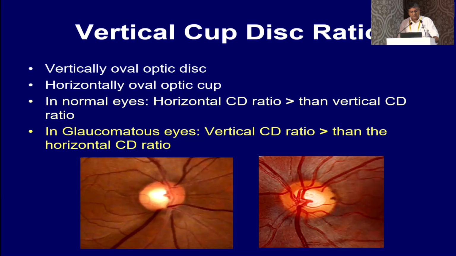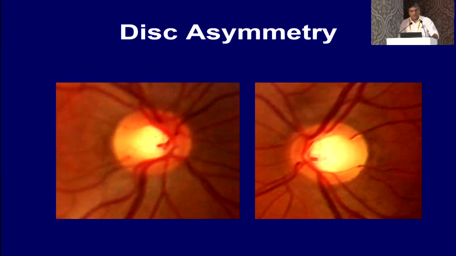So next comes the vertical cup to disc ratio. In glaucomatous eyes, the vertical cup to disc ratio is more than the horizontal cup to disc ratio, but in normal eyes it is reverse. The horizontal CD ratio is more than the vertical CD ratio. So we should measure the vertical CD ratio in all optic discs. Normally there is no disc asymmetry, but in glaucomatous eyes there can be optic disc asymmetry between the two eyes.